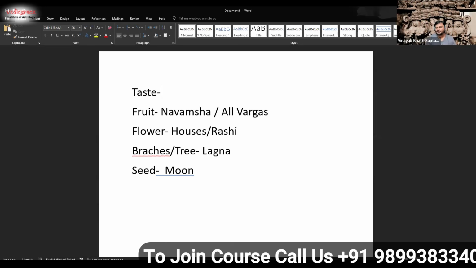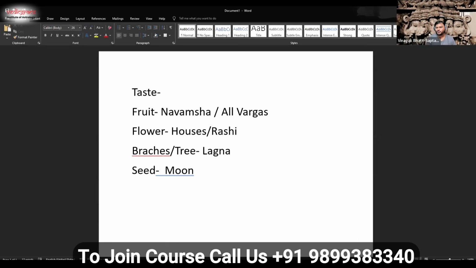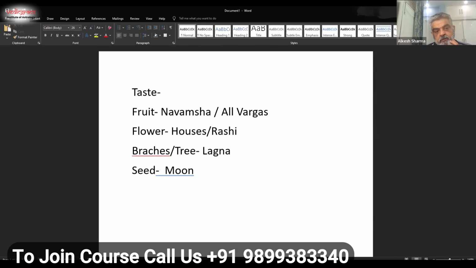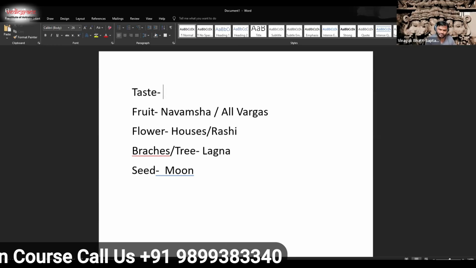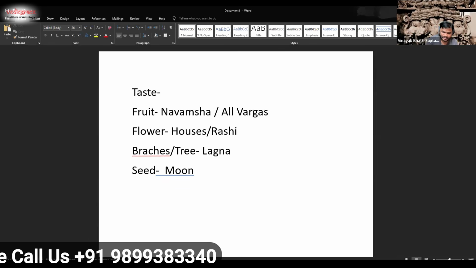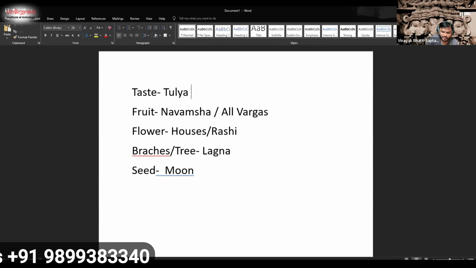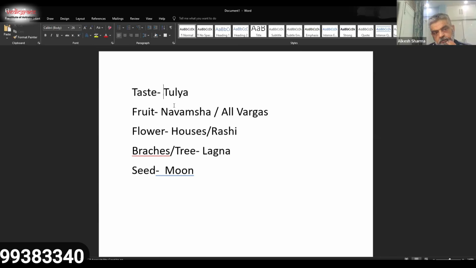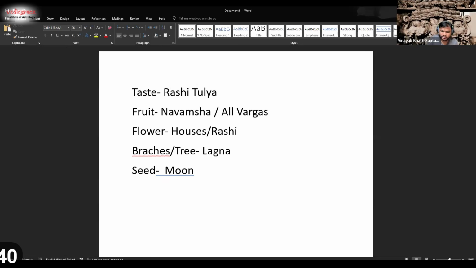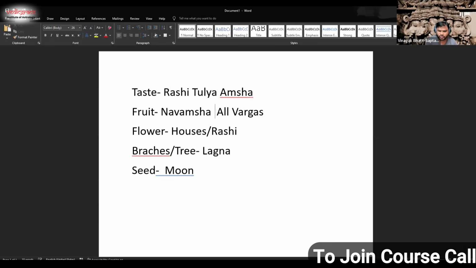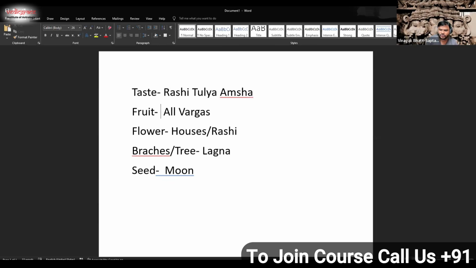Obviously the result. But where do you see this result in the horoscope? Combination, sir. No, not combination. These are also the same. I'm giving it a name: Rashi Tulya Amsha. Now I'm removing Navamsha from here, otherwise it will restrict only to Navamsha.